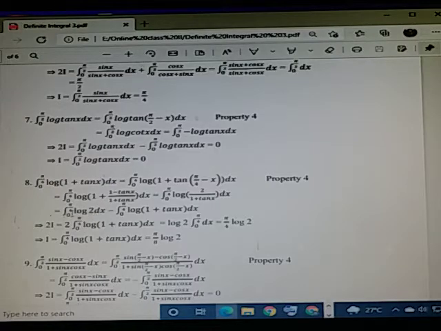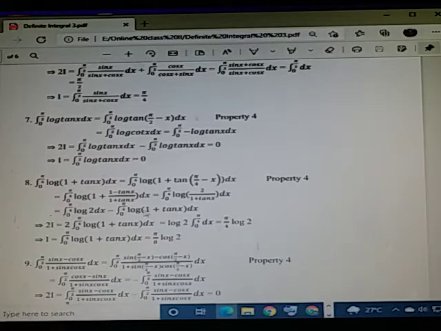X with limits from 0 to pi by 4 becomes pi by 4. And this is again I, where we started. If we say the starting integral is I, then we have I is equal to log 2 into pi by 4 minus I.